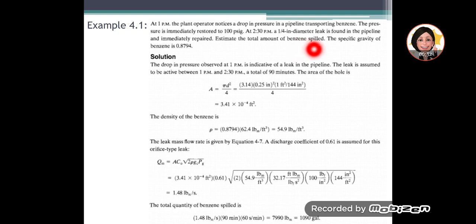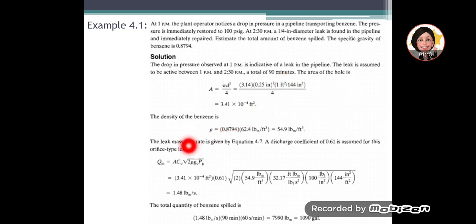Estimate the total amount of benzene spilled, and it's given the specific gravity of benzene is 0.8794. So here we want to know the total amount of benzene spilled. That can be calculated using the mass flow rate. We find the flow rate per second, and then multiply by the amount of time the leaking has been taking place. The leaking has been taking place from 1 p.m. to 2:30 p.m., so that is 90 minutes.